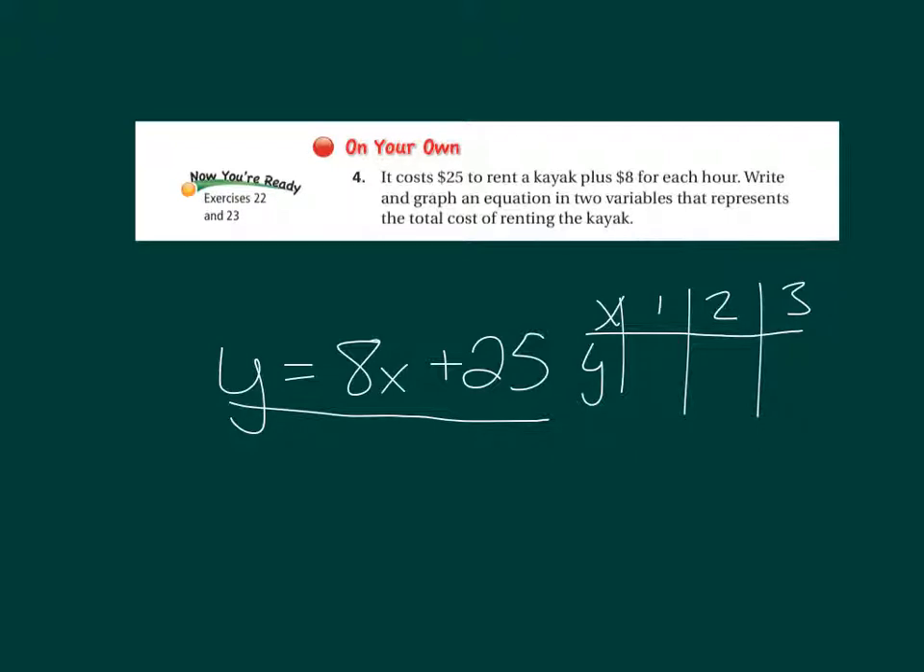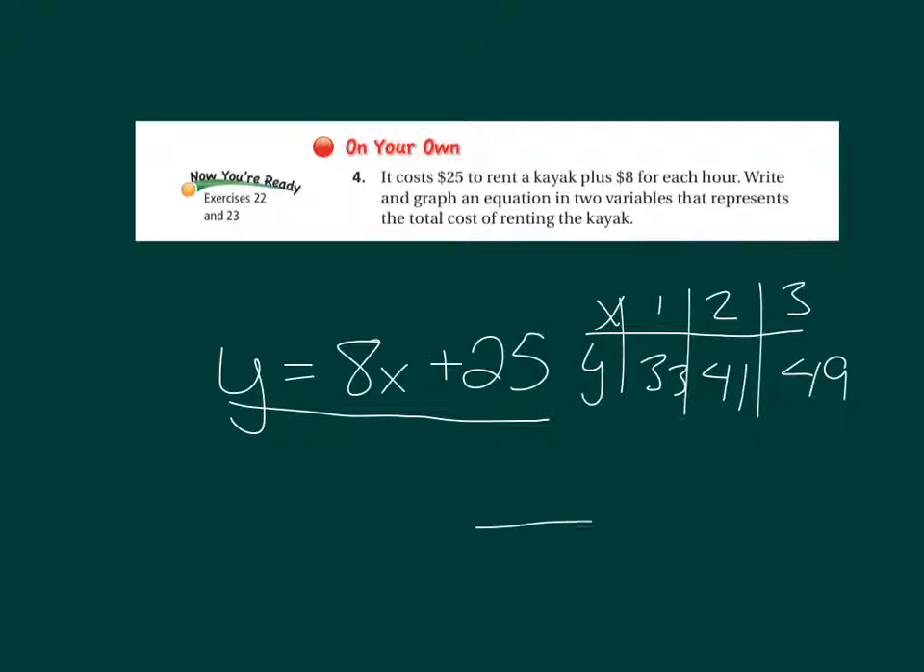Now that I have the values for x, I know that it's going to cost $33 for 1 hour. For 2 hours, it's going to be 16 plus 25, which is going to give me 41. And then for the third hour, it's going to be 24 plus 25, which is 49. So those would be the costs for 3 hours.